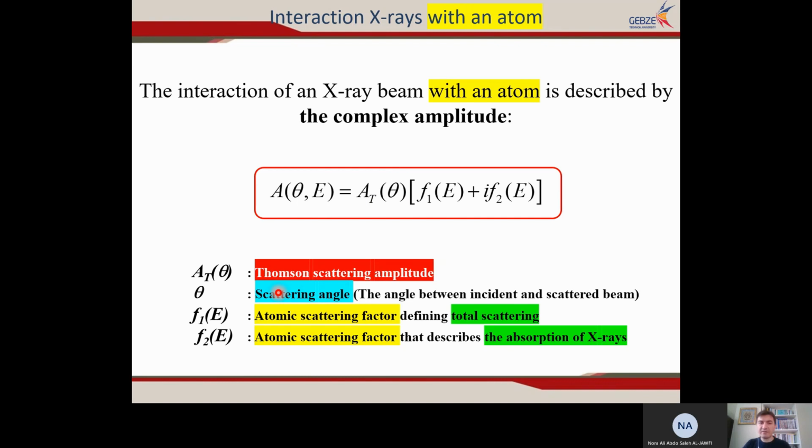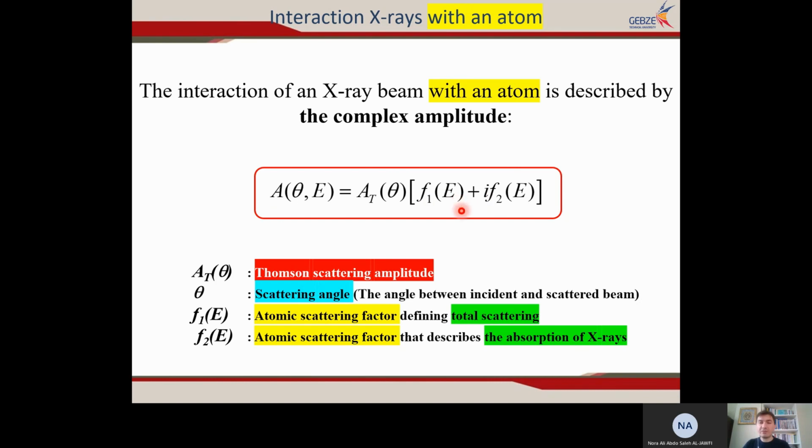What is this? This is the Thomson scattering amplitude. And here we have F1 plus i F2. So what is F1? What is F2? Both F1 and F2 are atomic scattering factors. F1 defines total scattering mechanisms, and F2 defines total absorption mechanisms, okay?